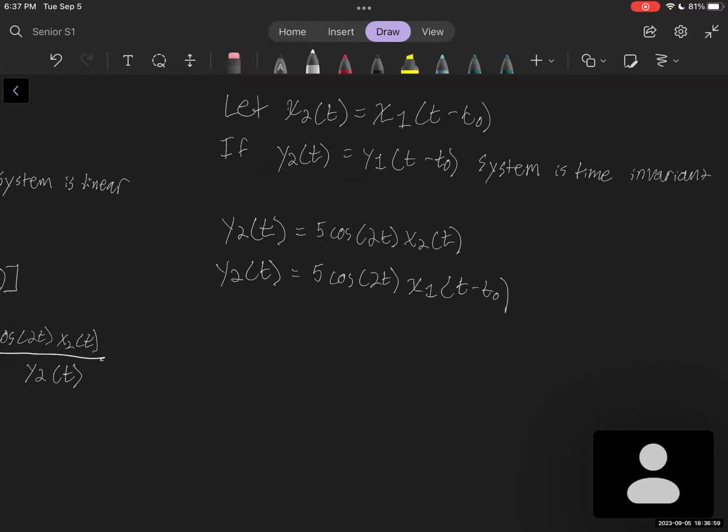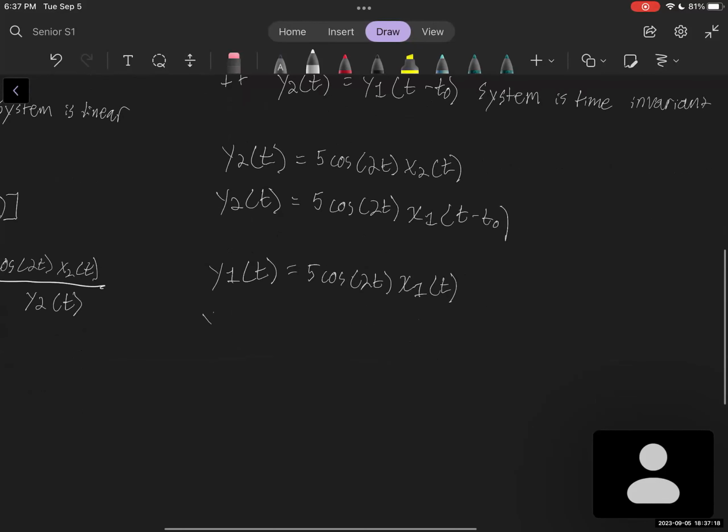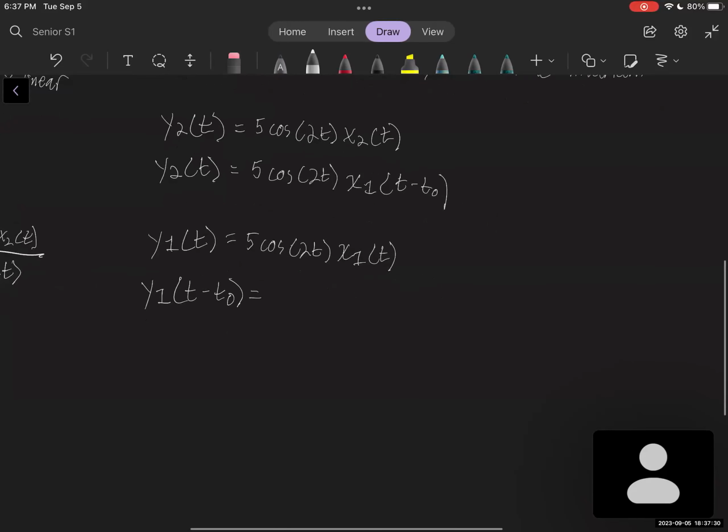Now we need to determine what y1 of t minus t naught is. So we know that our y1 term is equal to 5 cosine of 2t x1 of t. So now we're going to apply a shift to this. And I want to ask y'all, do y'all think this is going to be equivalent to our y2 of t, or do you think this is going to be different from our y2 of t?